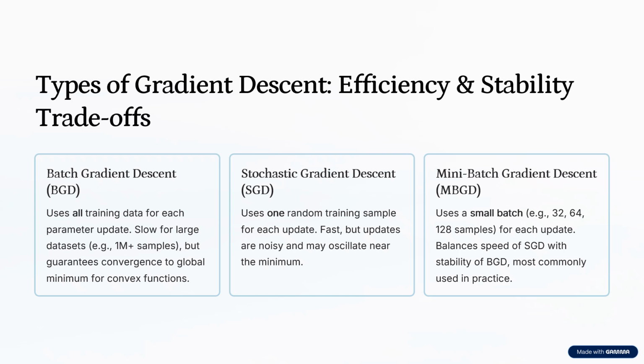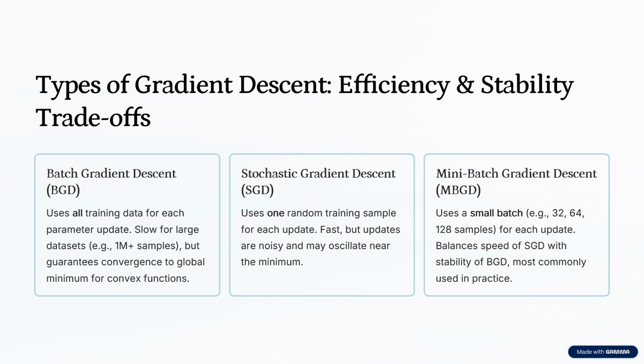Types of gradient descent: efficiency and scalability trade-offs. We have three types of gradient descent. The first one is batch gradient descent, also known as BGD. The second one is stochastic gradient descent, which is SGD. And the third one is mini batch gradient descent, MBGD. The first one, batch gradient descent, uses all training data for each parameter update. It is comparatively slow for large datasets, for example 1 million plus samples, but guarantees convergence to the global minimum for convex functions.